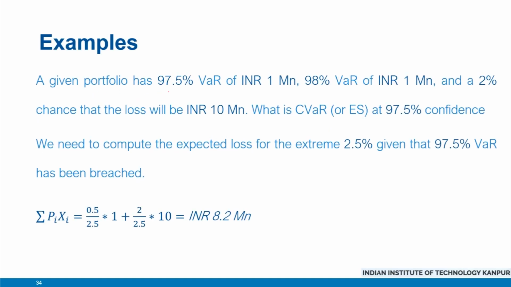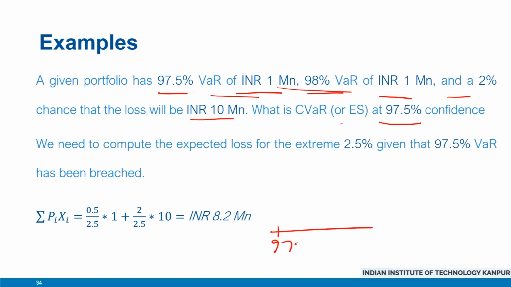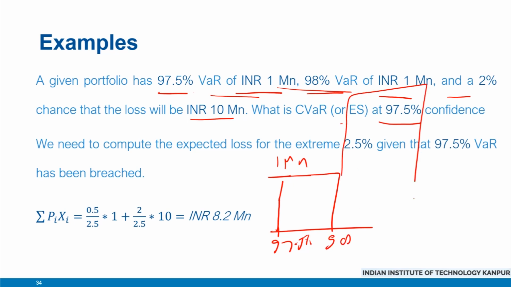Here it is given that 97.5% VaR is 1 million, 98% VaR is 1 million, and then a 2% chance that loss will be 10 million. And we are supposed to compute CVaR or expected shortfall at 97.5% confidence. To simplify this problem, because these observations are discrete, we'll assume some kind of uniform distribution in the tail. That means at 97.5% VaR, it is given to us that this is the 1 million level. We'll assume it to continue till 98, and beyond 98 it is given that there is a 2% probability that loss can be 10 million.